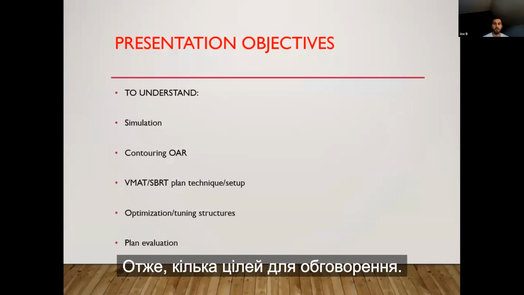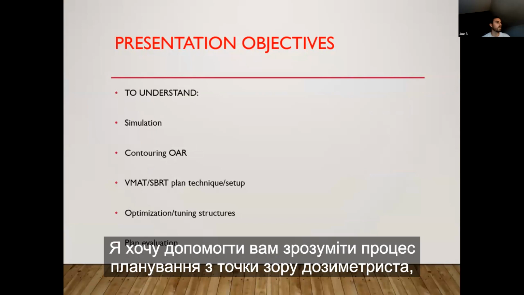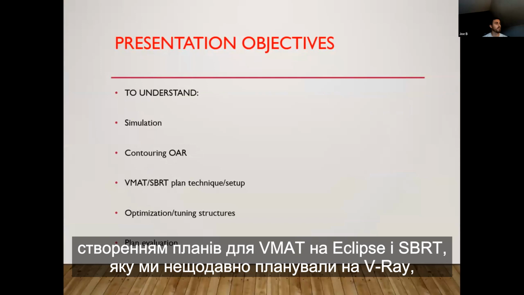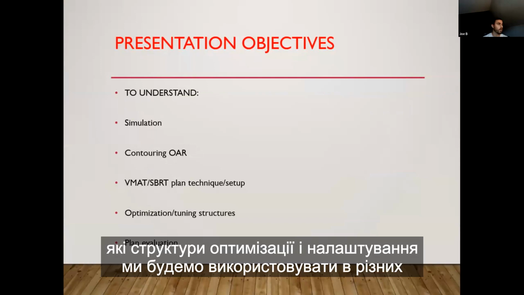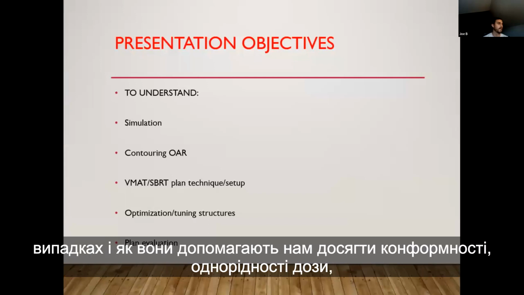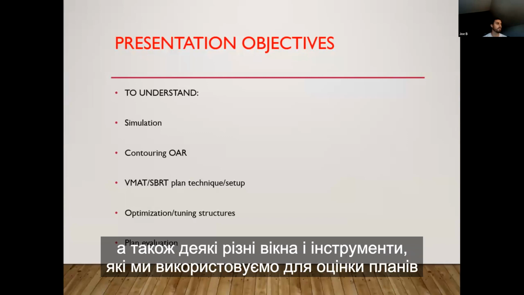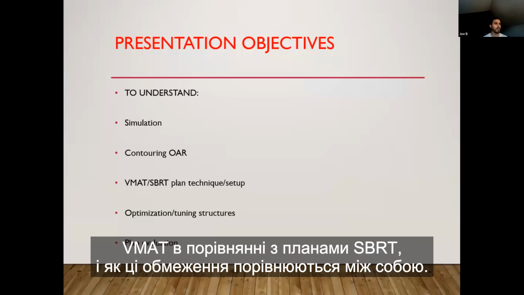So just some objectives for the discussion. I want to help you guys to understand the planning process from a dosimetrist perspective, from simulation to contouring organs at risk, setting up the plans for VMAT on Eclipse and SBRT, which we've been planning several cases on ViewRay recently, what optimization and tuning structures we will use in different cases, and how they help us achieve conformality, dose homogeneity, and also plan objectives and how we evaluate our plans, and some of the different windows and tools that we use for evaluating VMAT versus SBRT plans, and how those constraints compare to each other.